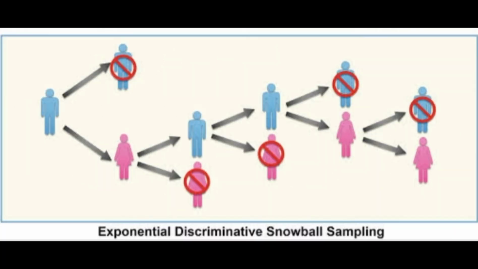The last one is exponential discriminative snowball sampling, wherein each subject gives multiple referrals. However, only one subject is recruited from each referral. The choice of a new subject depends on the nature of the research study.